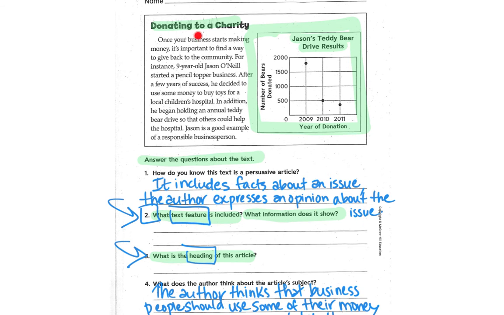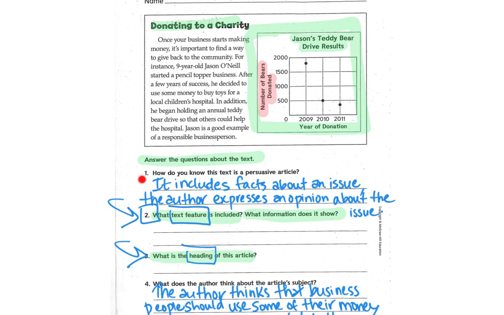The title of this passage, this graph here, is Donating to a Charity. Notice it says Jason's Teddy Bear Drive results and year of donation and number that it is donated. I want to also highlight this on the side for you as well. So pay attention, boys and girls, because Mrs. Long, I want to make sure everything I have highlighted here that you have highlighted on your paper.